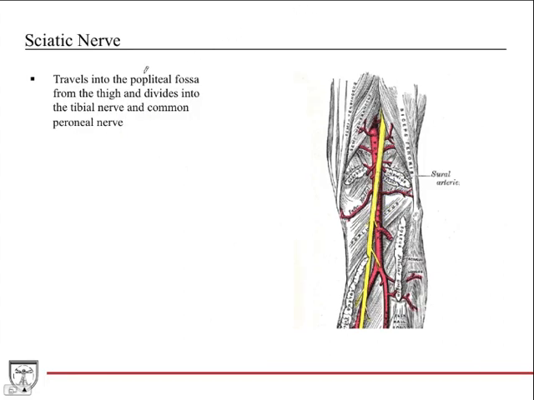The sciatic nerve travels in the popliteal fossa as well, as you can see here, from the thigh, and then it divides into the tibial nerve and then the common peroneal nerve.